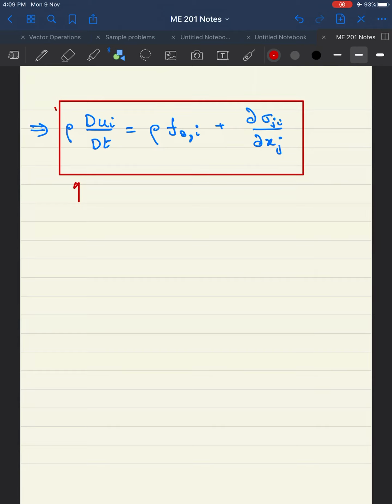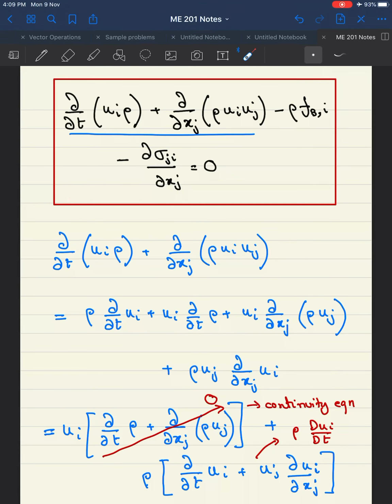This is also a momentum equation. Both these two formats are valid. This format is often called the non-conservative format of the linear momentum equation, whereas this is called the conservative format. We are not going to go into details of why that is so. We will not need it for this course, but if you want, you can read up more about it.